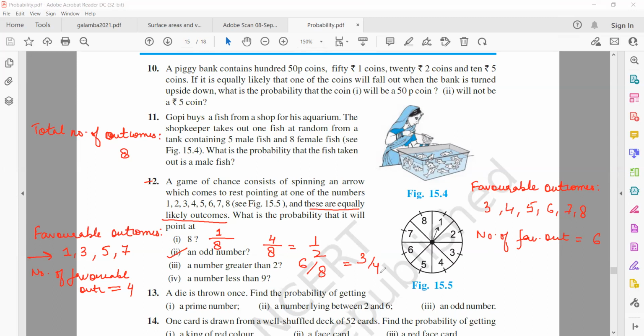Okay. A number less than 9. Now all the numbers are less than 9, right? Yes, ma'am. And so they all are favorable outcomes. So there are a total of 8 numbers, and totals are also 8. So probability is 1. You can see probability is 1 here, because obviously the number is going to be less than 9 all the time. So there are 100% chances that the number will be less than 9. Probability is maximum, probability 1.